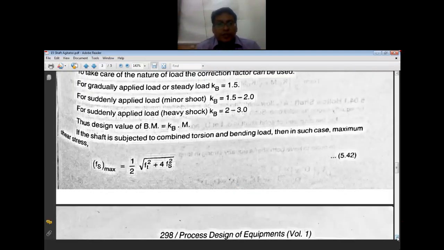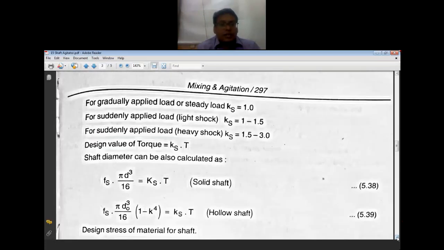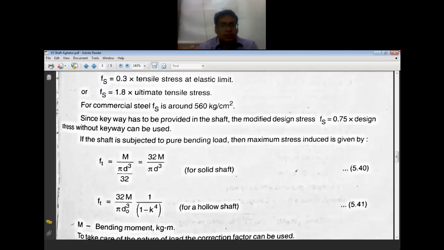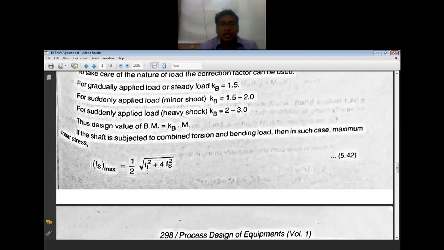Okay. Now we have already calculated the values of Ft and Fs. So we can substitute the values of Ft and Fs. From here I can substitute the value of Fs, which is equal to Ks into T into 16 upon pi d cube. In this equation, I can substitute Fs here. And similarly Ft I can substitute as 32 M upon pi d cube, right? Here I can substitute Ft as 32 M upon pi d cube.